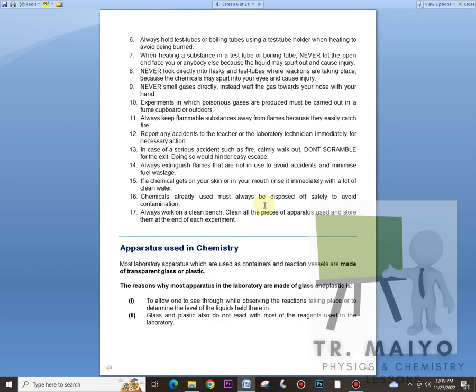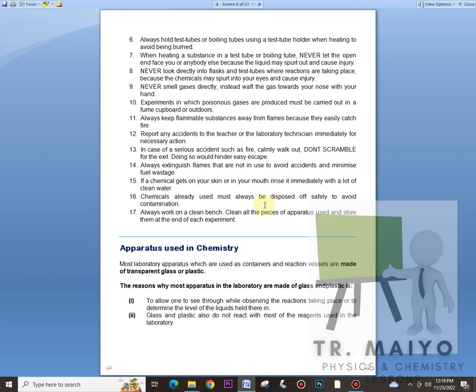Never smell gases directly. Instead, waft. Waft is you use your hand. I wish I was able to show you. Use your hand, but I know you've been shown, to direct the gas to your nose. That is wafting because you just smell a small amount of the gas.